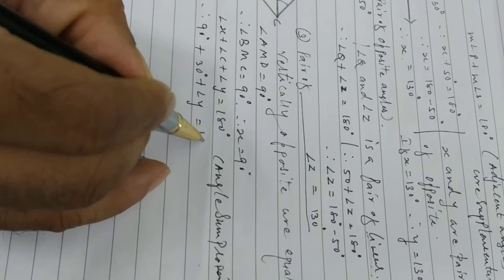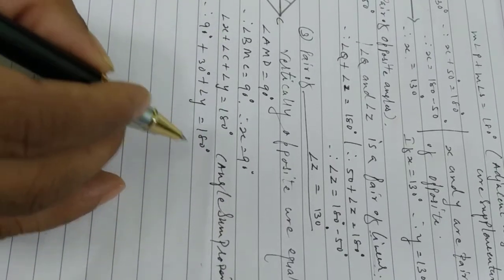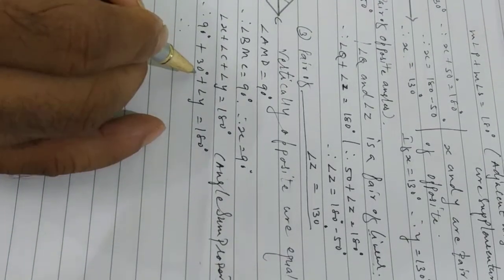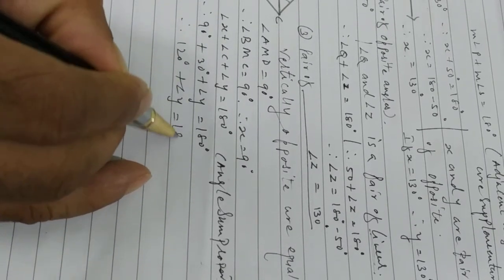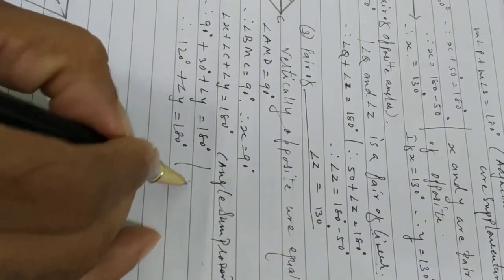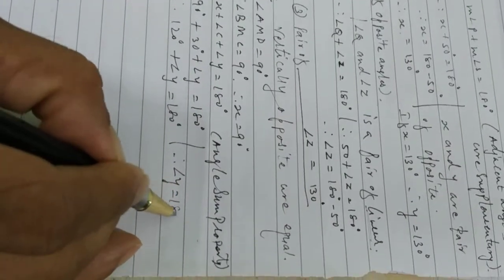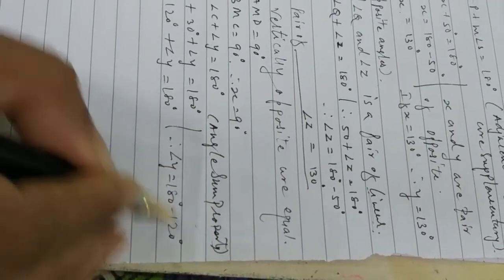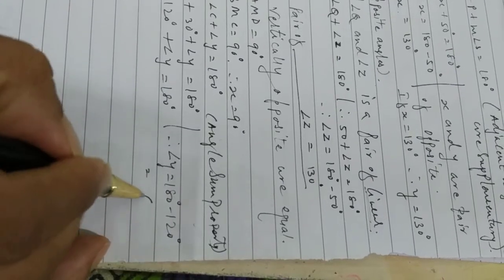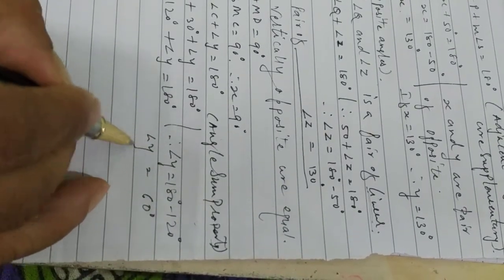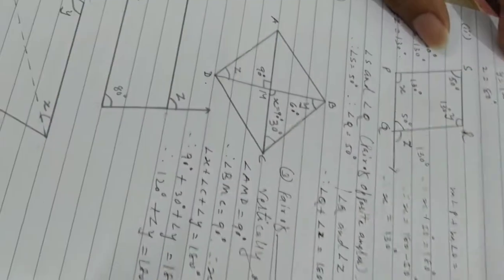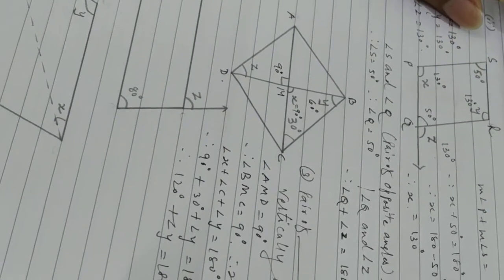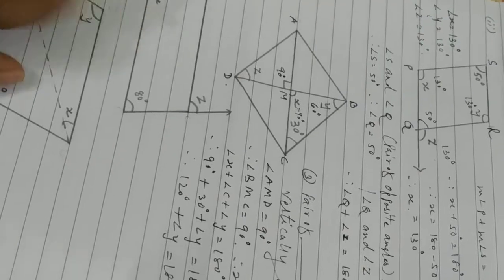For Y we are going to find out. So the sum is equal to 180. So 90 plus 30, 120 degree plus angle Y is equal to 180 degree. Therefore, angle Y is equal to 180 degree minus 120 degree. So 180 minus 120, 60 degree. So Y is equal to how many degree we got over here? 60 degree. Got it? So all of you understood?